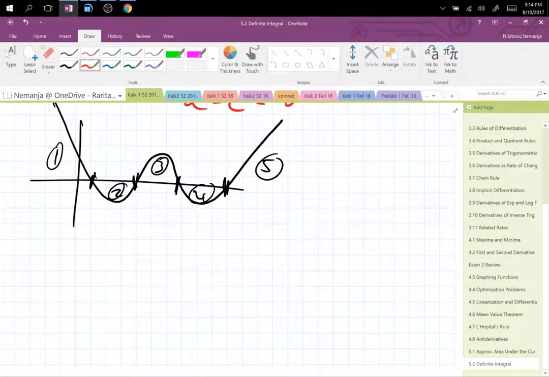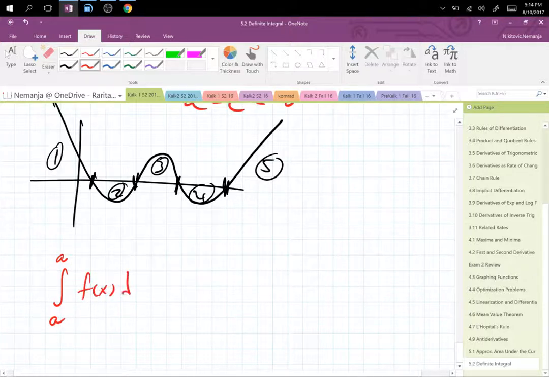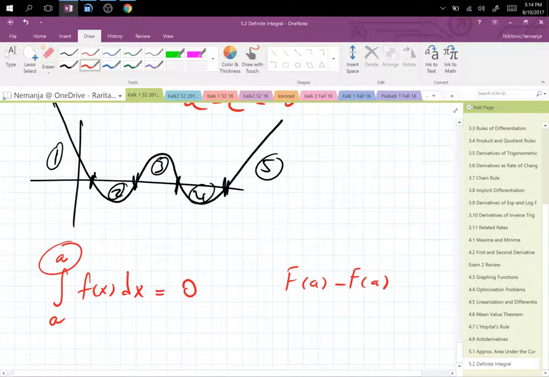Another property, really cool: the integral from a to a of f of x dx is 0, which is very easy to see because you would get f of a minus f of a at the end. Instead of having a and b, if you have the same number, then it will be the same number minus the same number in the same function, so it equals 0.